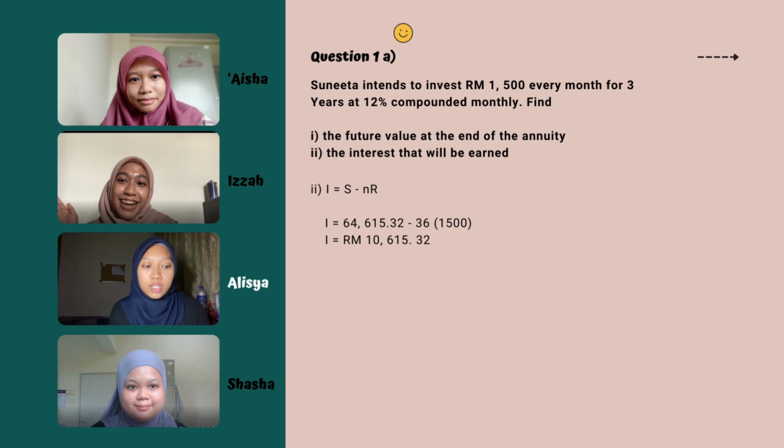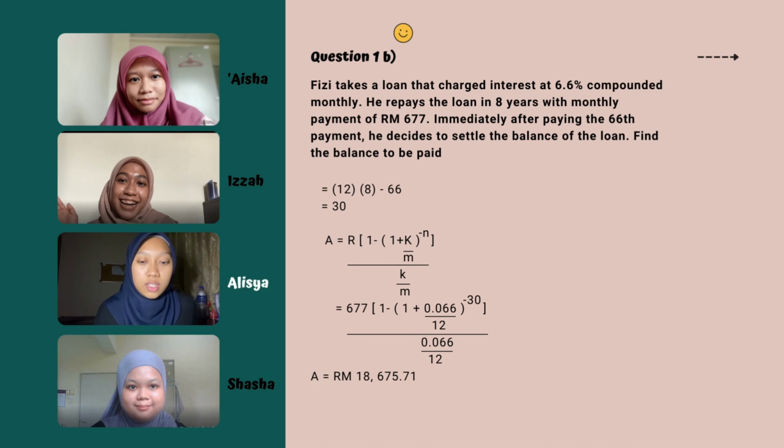For the second one, we need to find the interest that will be earned by using the interest formula, which is I equals S minus nR. Just do the same thing as the first one. We need to substitute all the amount into the formula, and the answer for this question is 10,650 ringgit 32 cents. For the last question, for my part, is question B.